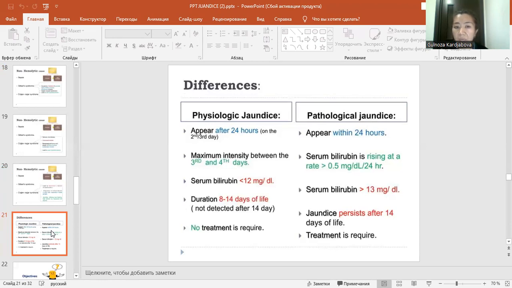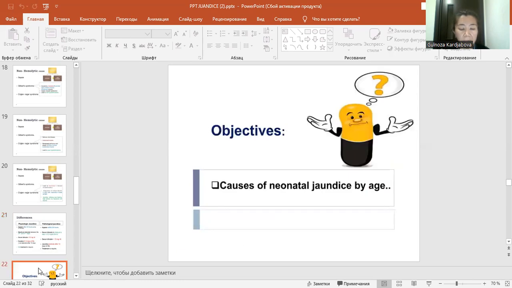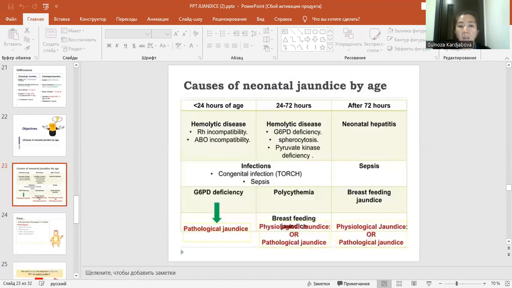By duration, physiologic jaundice lasts 8-14 days. Pathologic jaundice persists after 14 days of life. So for physiologic jaundice, no treatment is required, and for pathologic jaundice, we should try to treat. So, causes of neonatal jaundice by age: which causes by age? Causes within 24 hours of life, after 24 hours, and after 72 hours.